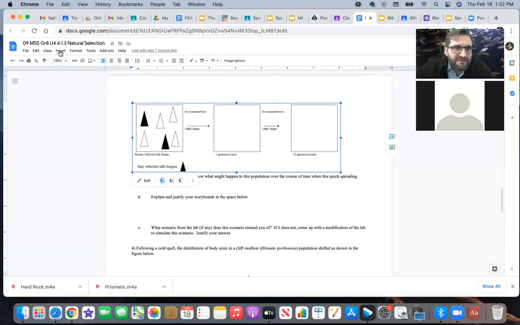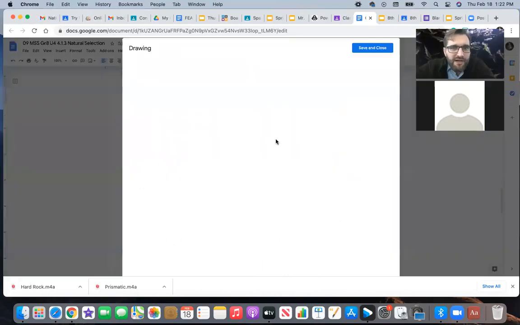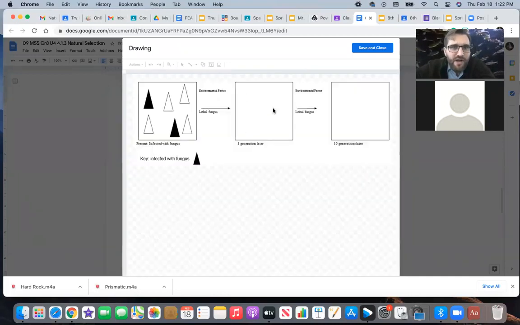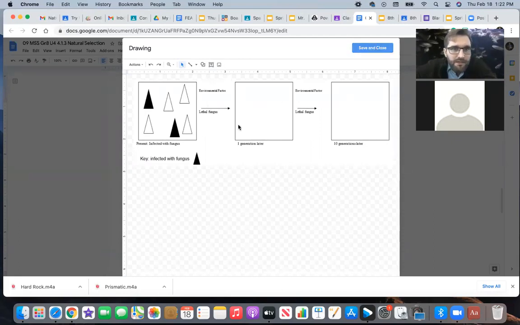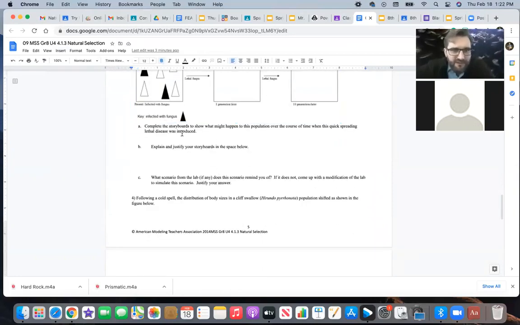You're going to go up to insert. You're going to go drawing and new, and you're going to paste this picture, and then draw out what you think is going to happen in 1 generation and then 10 generations later. The next one, so that's what it was asking there. Complete the storyboard. What do you think might happen to the population over time? Explain and justify your storyboard in the space below.